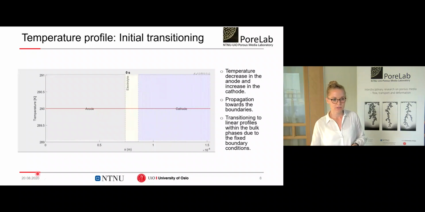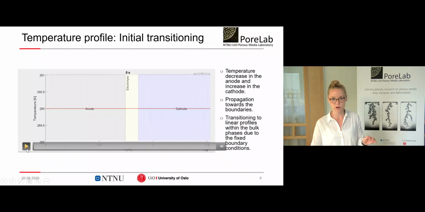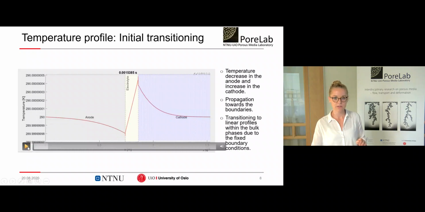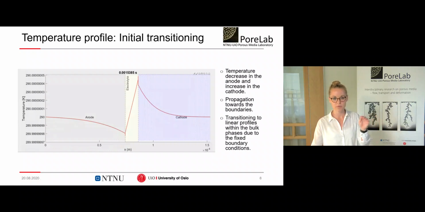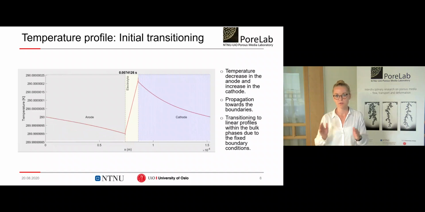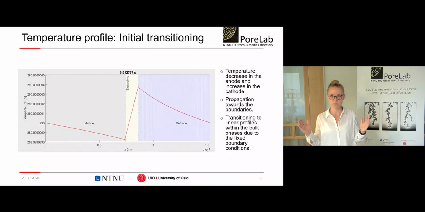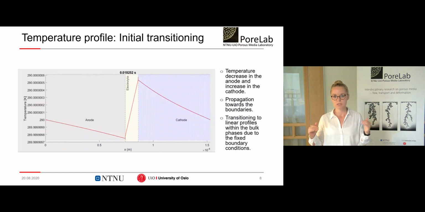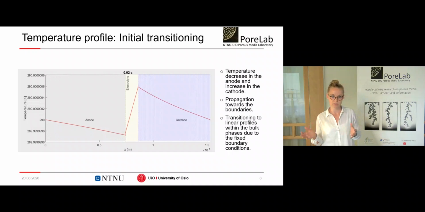So let's have a look at what is happening when we start our discharge. As we see, we initially start with the temperature throughout the whole battery equal to the ambient temperature. Once we start the discharge, we see that the temperature at the anode surface drops and the temperature at the cathode surface rises. When we continue this discharge, we see that those temperatures are propagating towards the boundary, and after a while we see a transition towards linear profiles within the bulk phases due to those fixed boundary conditions.